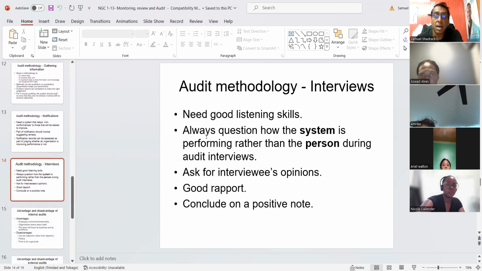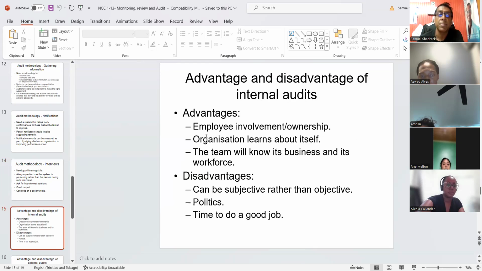During the audits, you need good interviewing skills, and you need good listening skills. Always question how the system is performing rather than the person during the audit interview. Ask for the interviewee's opinion, have a good rapport with them, and conclude on a positive note. And we've almost finished. As short as this is, I want to tie in one little thing again, right?